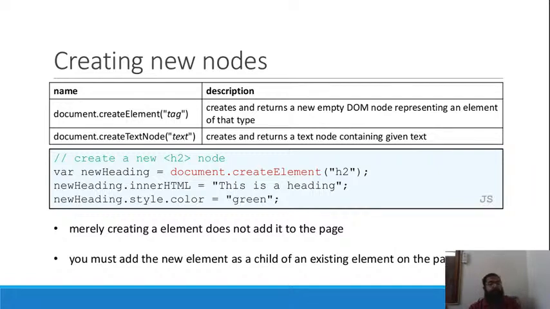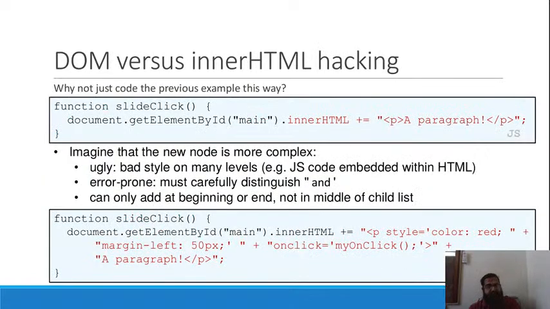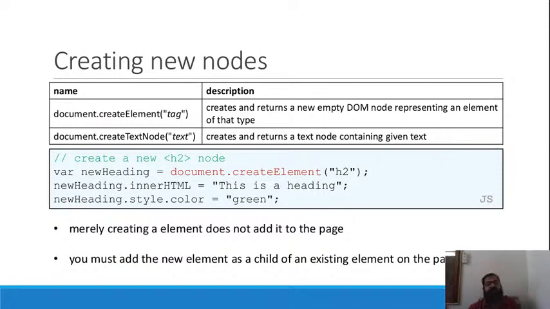Okay, new heading dot style dot color green. So instead of actually writing it as p style color or h2 style color green, and then the text like this in document dot get element by id main inner HTML plus, that's like an inner HTML hacking. So instead of doing that, you can actually do it using your DOM structure, and this is how you can actually create it.